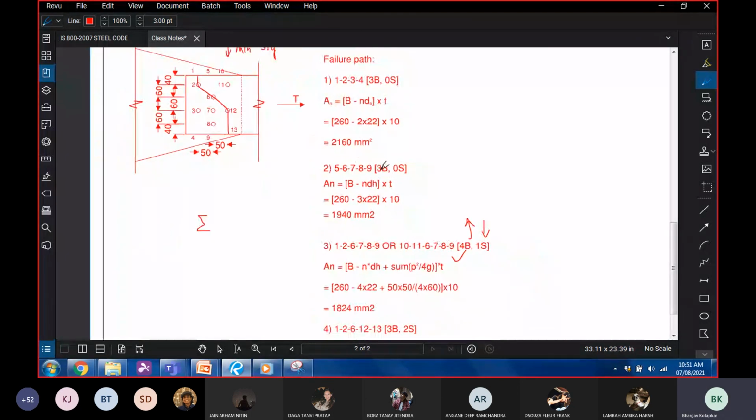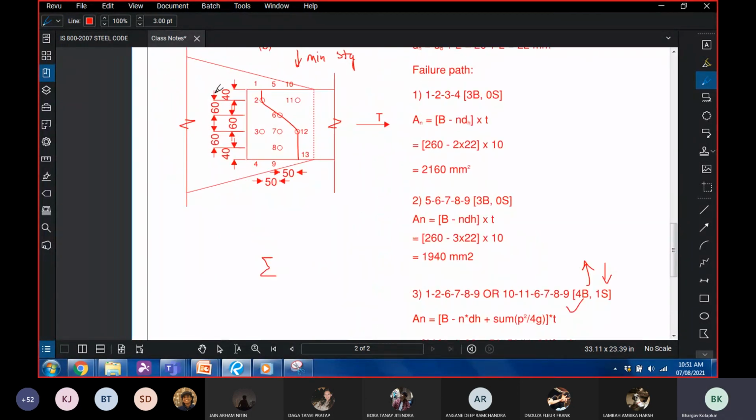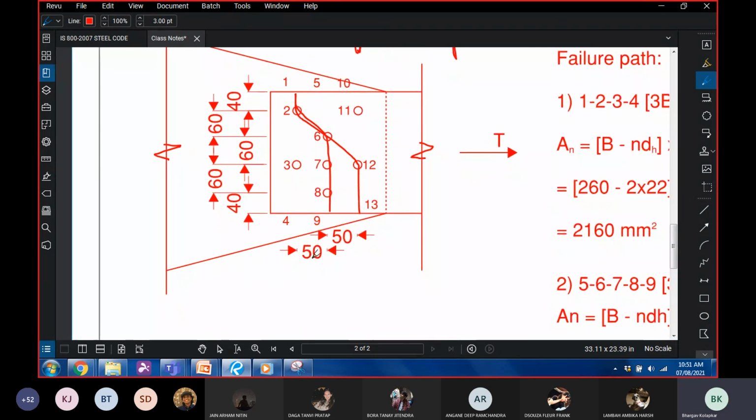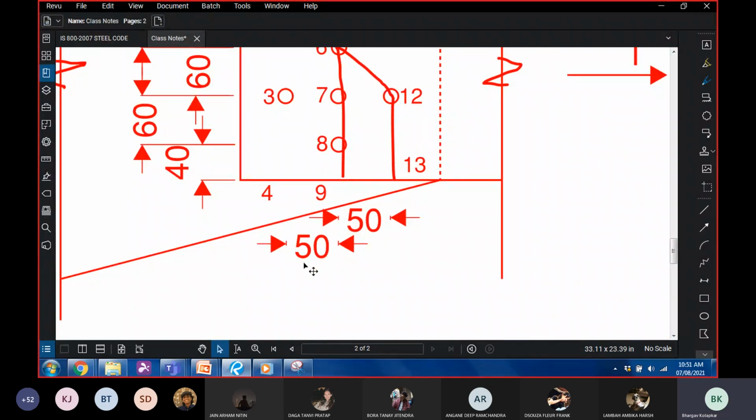Here 3B 0S, perhaps we'll have to see. But here, only along this path, we have 4 bolt holes and only 1 staggered arrangement. Therefore, we can say with a lot of confidence that this might be the failure path. And in all the other failure paths that have more staggers and the same or lesser number of bolts, it's definitely not the right answer.